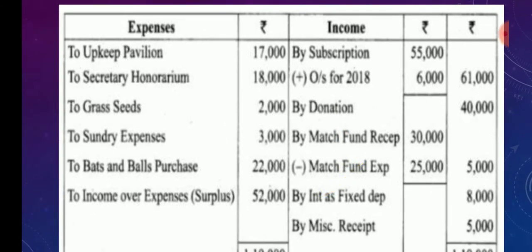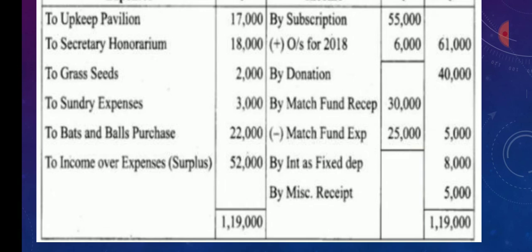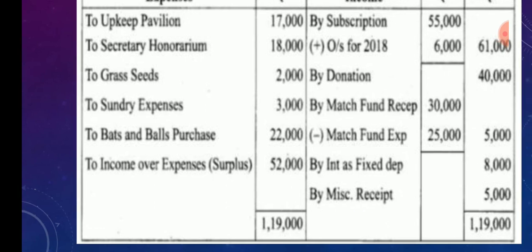If the total of the credit side of income and expenditure account is more than the total of the debit side, that means there is an excess of income over expenditure, and the balancing figure of the income and expenditure account is surplus. So income side 1,09,000. Expenditure side 57,000. 1,09,000 minus 57,000. So we get 52,000. So the difference value is surplus. That represents surplus value 52,000.